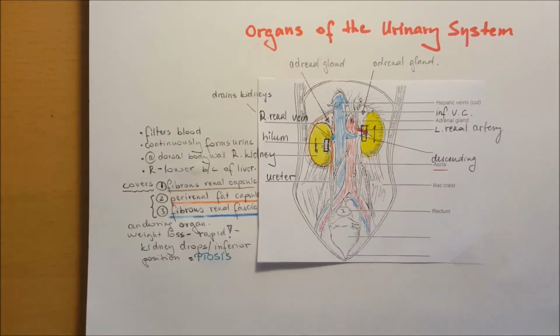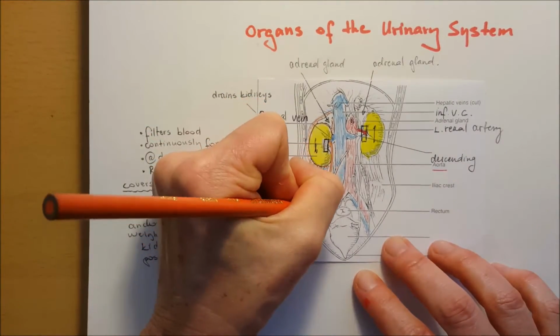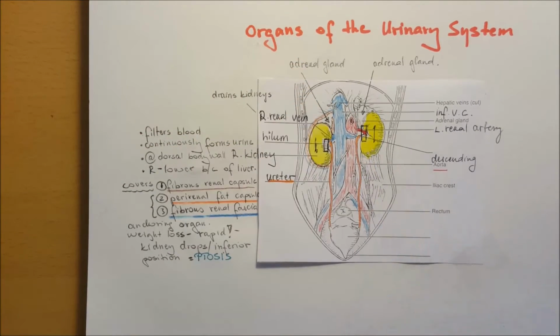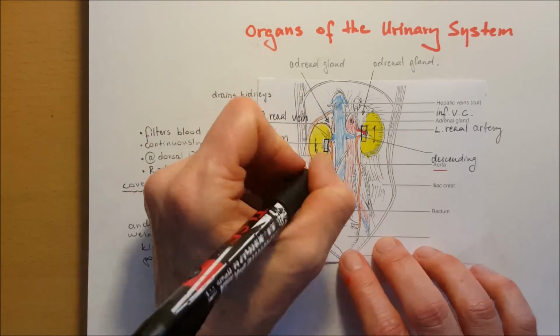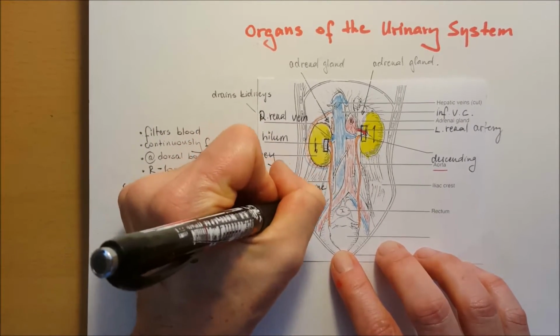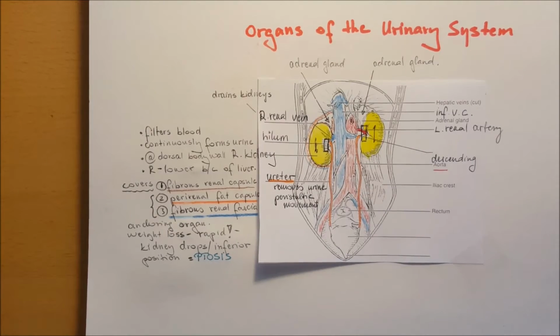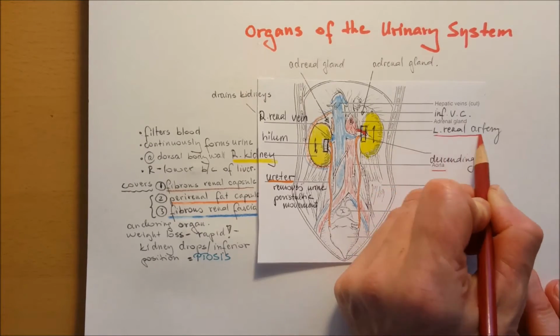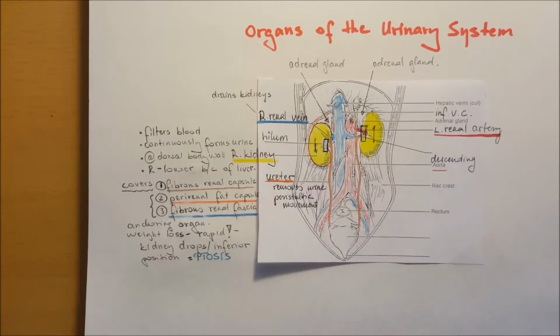Now, this orange stuff is going to be the ureter that removes the urine through peristalsis along its tubes. And so that keeps the urine moving out from the kidneys. The ureters get into the bladder.